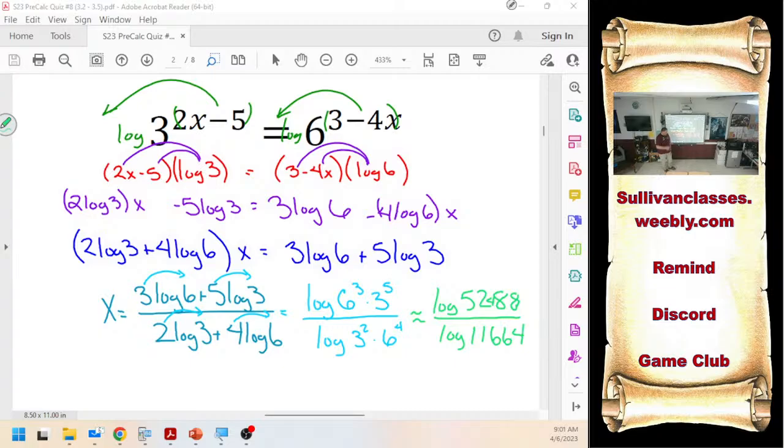Okay. Or, because it is a log of a thing over a log of a thing, that's our definition of our change of base formula, you could say log base 11,664 of 52,488. And then assuming that you know how to press buttons on a calculator, you would give me a decimal approximation with it.